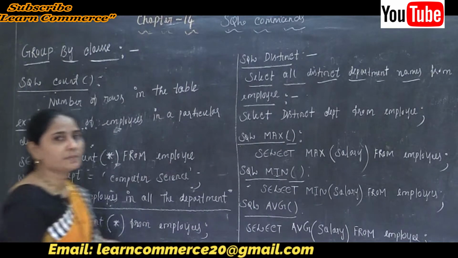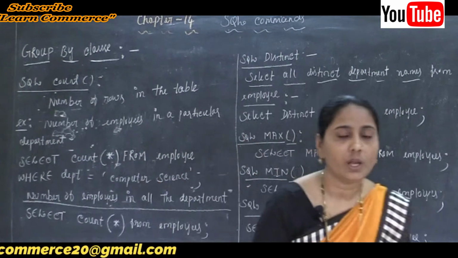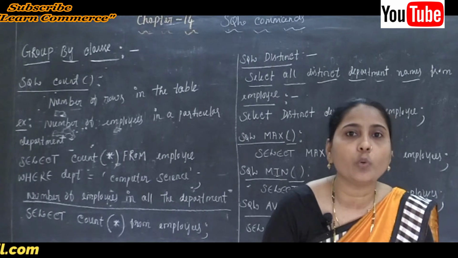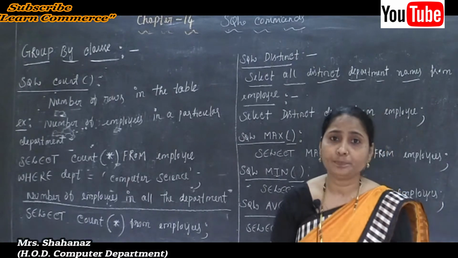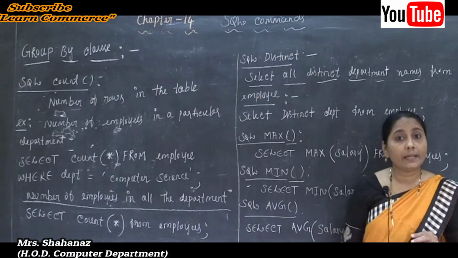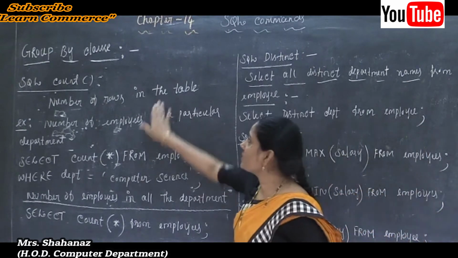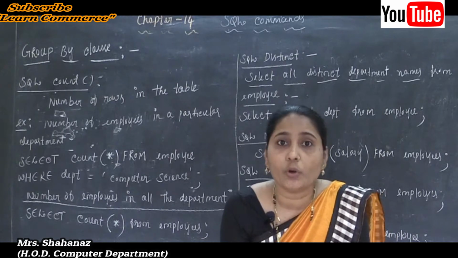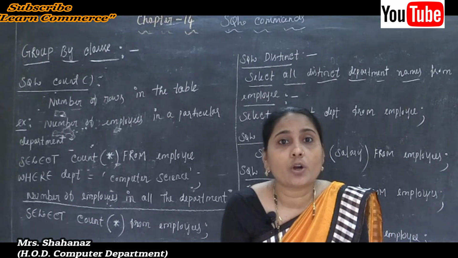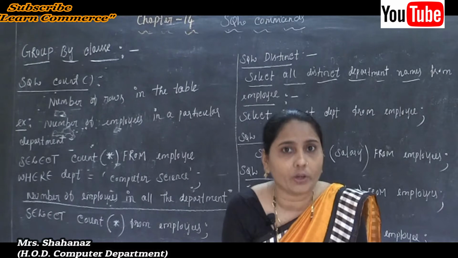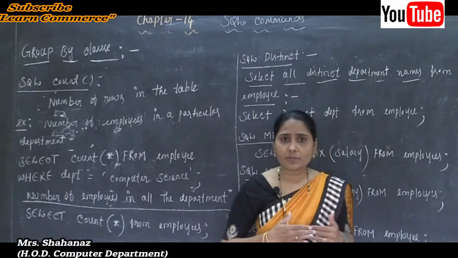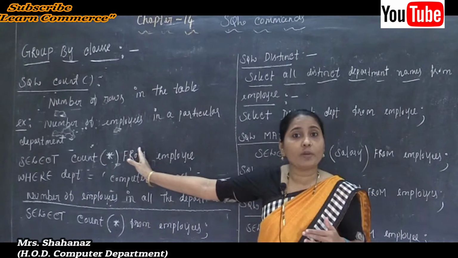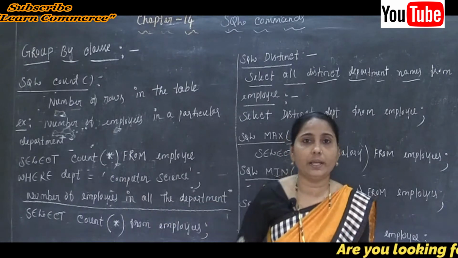First of all, I am selecting the SQL COUNT. Why are we using COUNT? This function returns the number of rows in the table. How many records are there, everything is going to be returned. COUNT means counting the records. So this function returns the number of rows in the table.